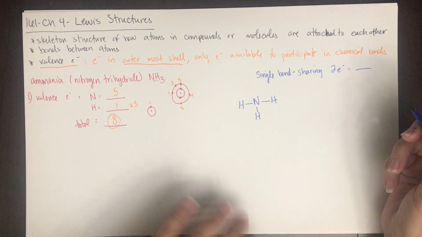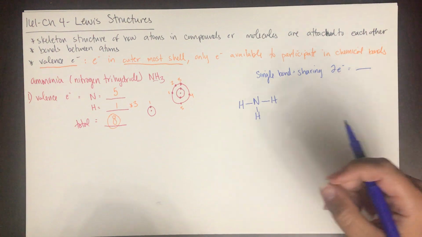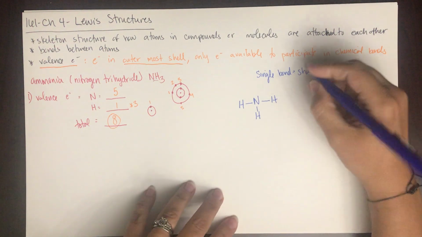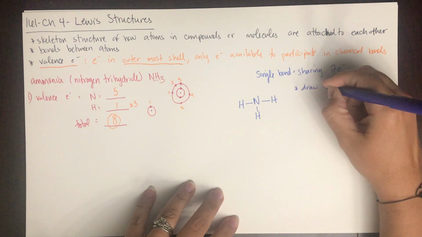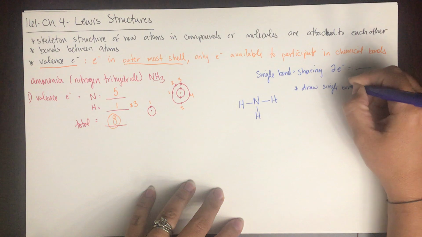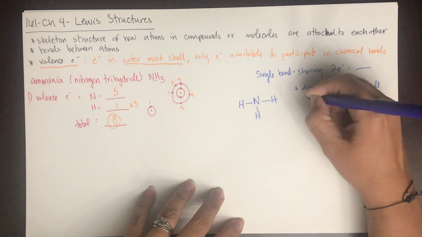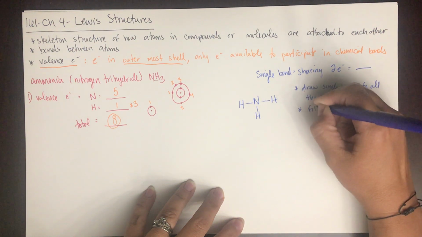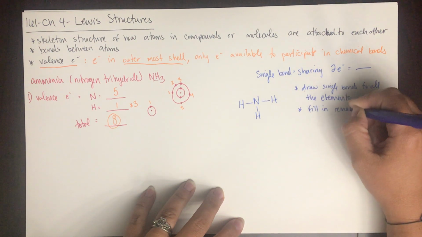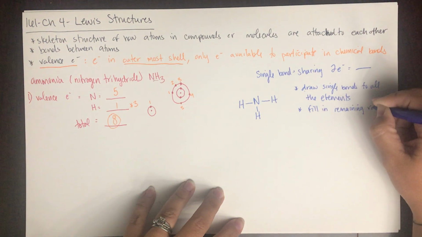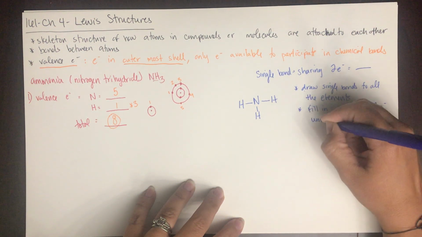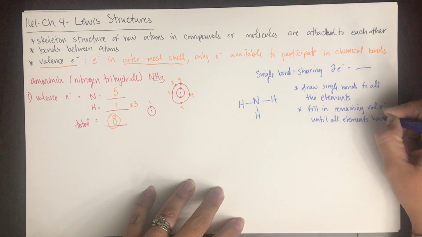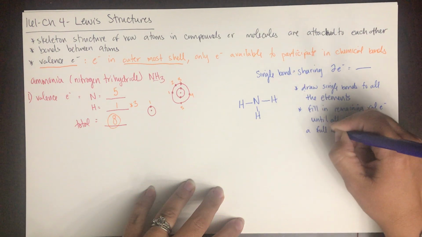And then you are going to fill in the rest of the valence electrons until everybody has a full outer shell. So we're going to draw single bonds to all the elements. Then we're going to fill in remaining valence electrons until all elements have a full outer shell.